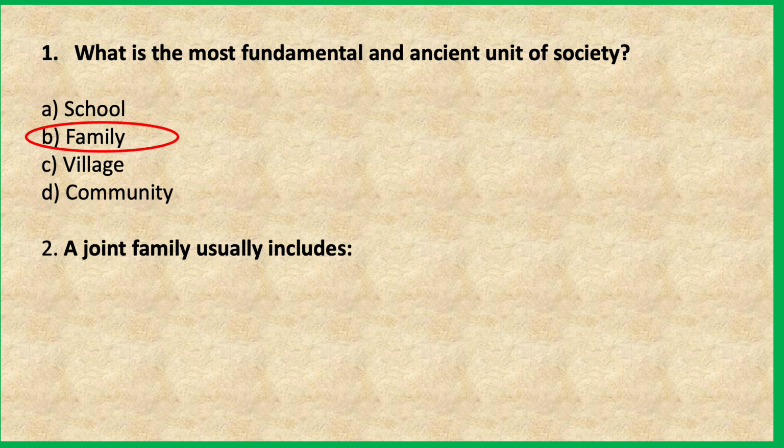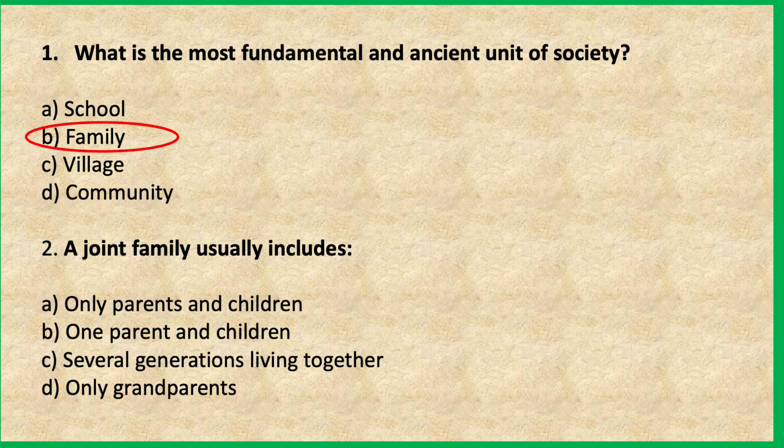Next one, a joint family usually includes. Options are only parents and children, one parent and children, several generations living together, only grandparents. Which is the correct answer? A joint family usually includes several generations living together. Grandparents, parents, uncles and aunts, brothers, sisters and cousins. A joint family is a big family.